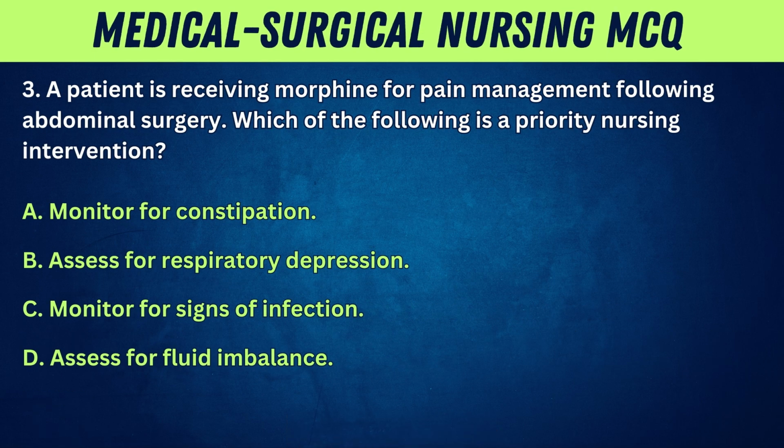3. A patient is receiving morphine for pain management following abdominal surgery. Which of the following is a priority nursing intervention? A. Monitor for constipation. B. Assess for respiratory depression. C. Monitor for signs of infection. D. Assess for fluid imbalance.